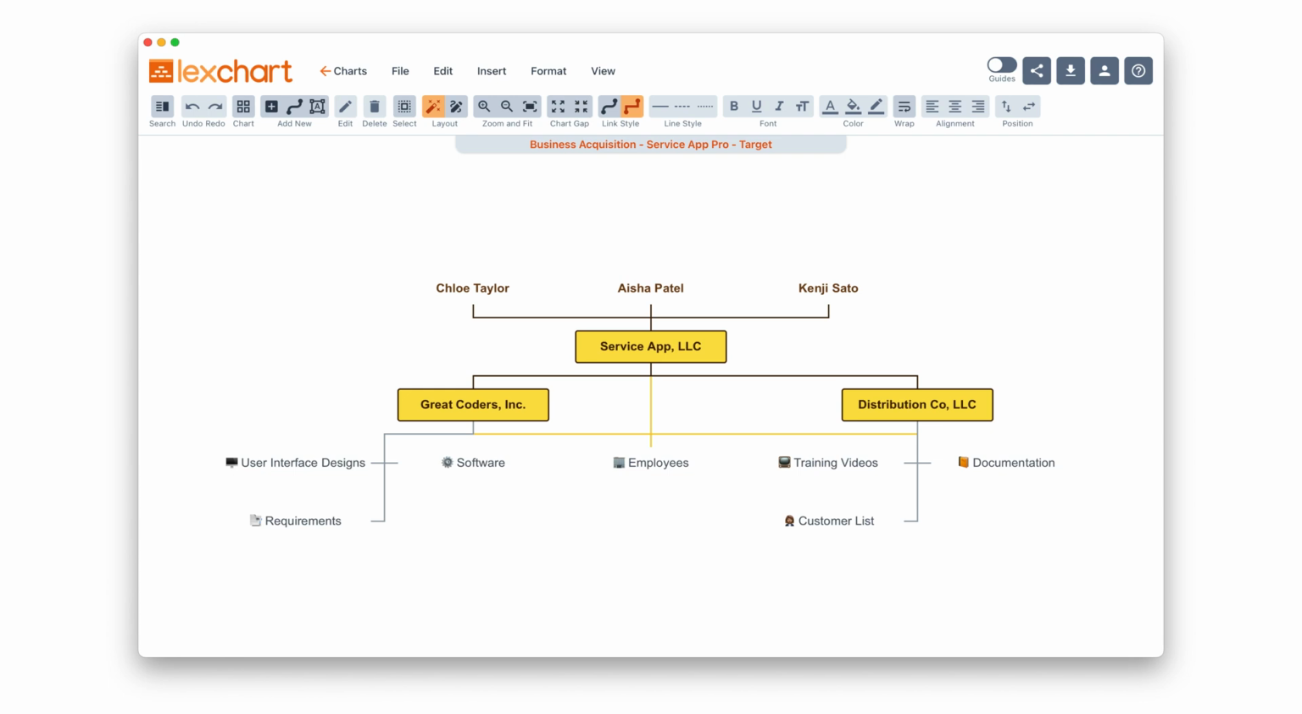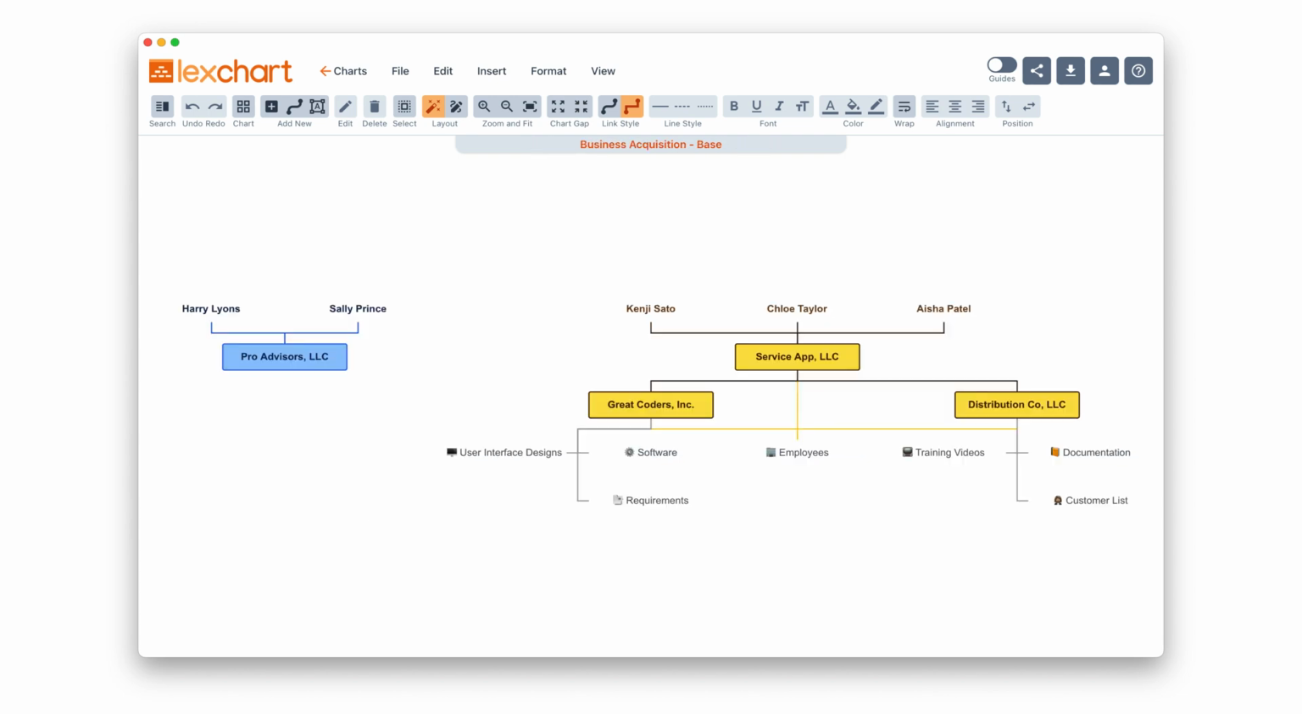Through its subsidiaries, Service App has several valuable assets: user interface design, software code, requirements documentation, training videos, user documentation, and a customer list. The business also has employees who are critical, but they are not assets in the same way. What exactly does the acquirer buy from the target? The answer depends on the deal structure. Both parties have preferences about how to structure the acquisition. We need to distinguish between the assets of the business and the ownership of those assets.